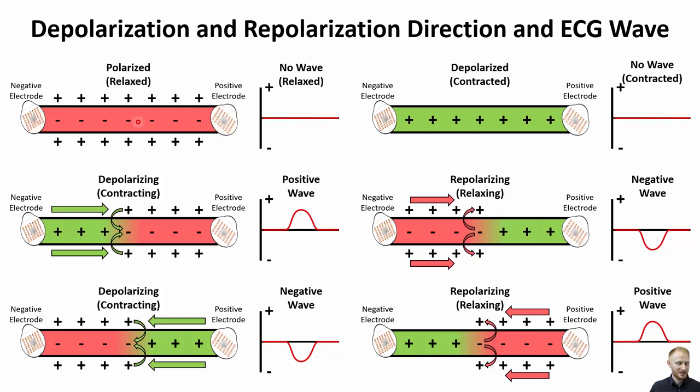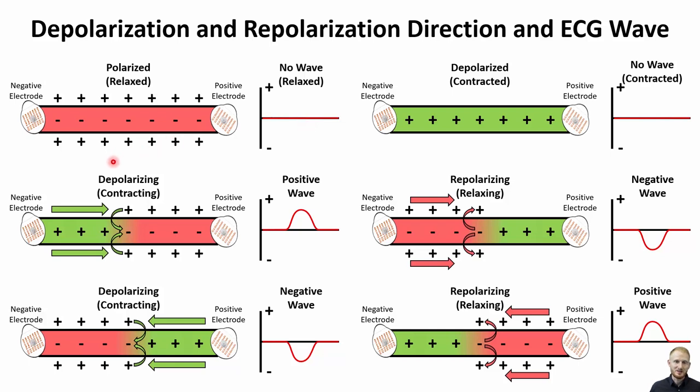And then the cell itself, remember, at rest, which is what's being depicted here, has more positive electrolytes on the outside, which means the inside of the cell has a negative charge compared to the outside of the cell, which has a positive charge. And so if we look at a situation like this, and we look at the ECG, there's going to be no wave. It's just going to be a flat line. We call that an isoelectric line, meaning there's no wave, there's no deflection up or down.